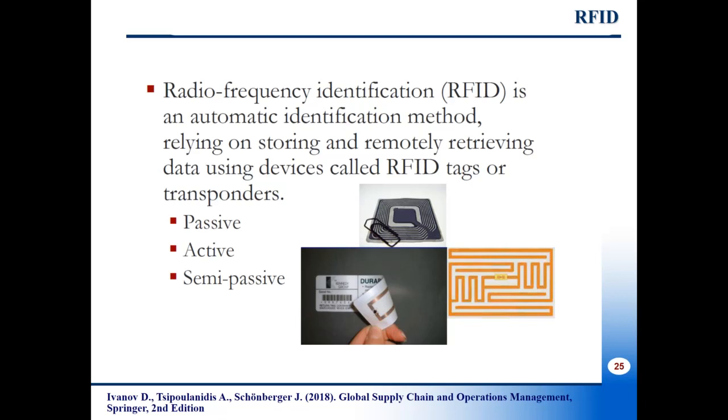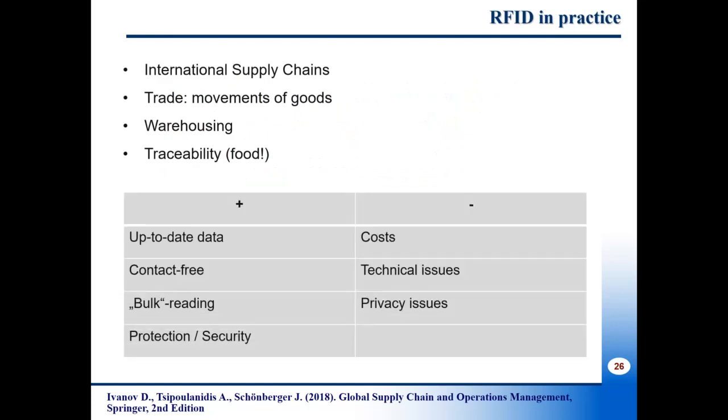In practice, RFID is mostly implemented in international supply chains or supply chains that operate globally. For trading, the movement of goods, also in warehousing, also in food traceability. There are some plus and minus points of using RFID. For instance, the plus points are up-to-date data.